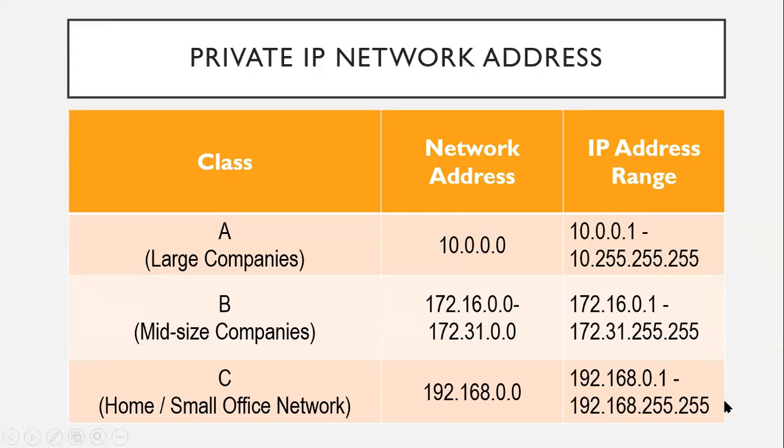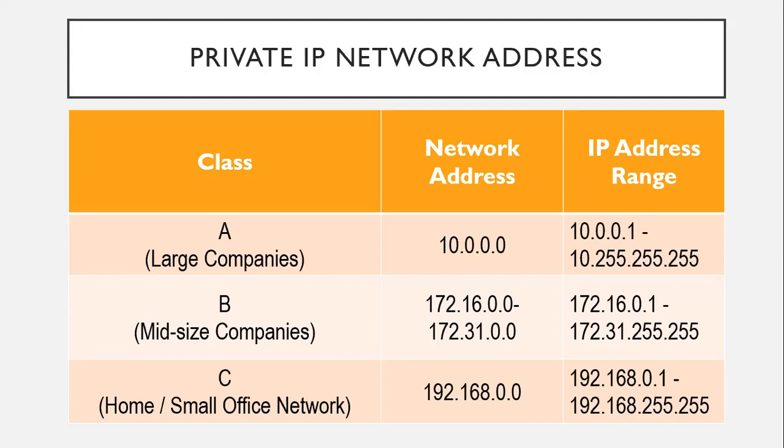So we will not be using random IP addresses. If we're talking about an office or company network, we will be using the private IP addresses. Okay? So we will be using this network address 192.168.0. So let's start from there.